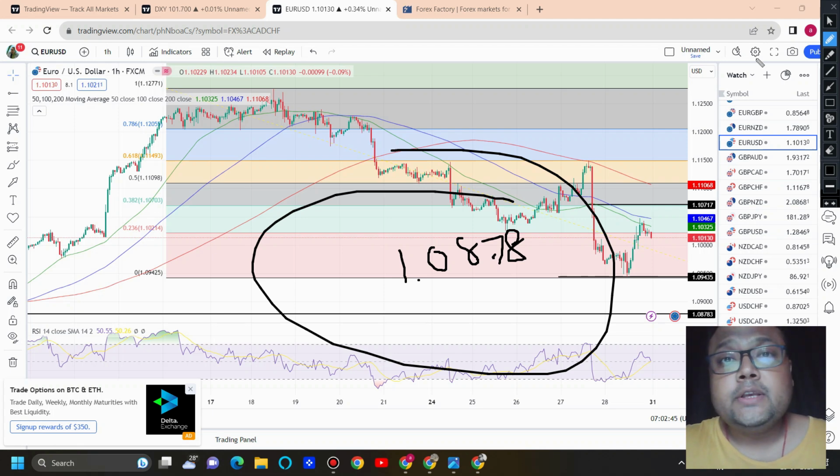And if you are a risk taker, if you have the risk appetite, you can also look for a sell below this level here, the 1.0943 level. If you want to take a risky sell position, you can look for it. How much can you expect? You can expect at least a trade of 20-25 pips, and the next support will be around 1.0878.